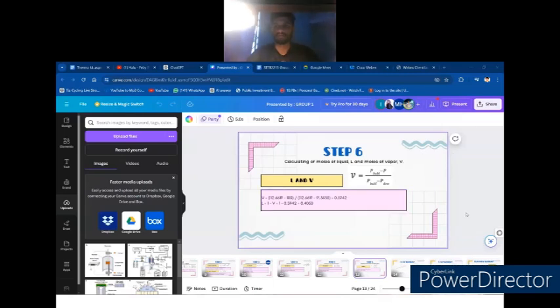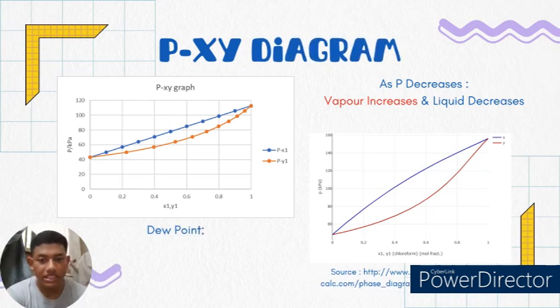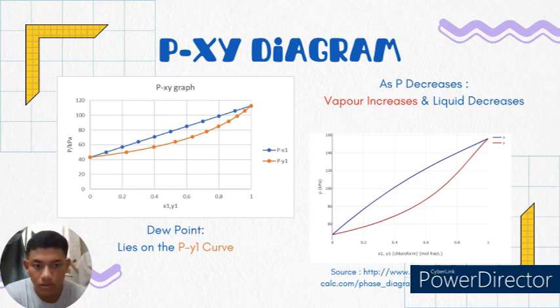Thank you. Now I will be presenting the PXY diagram. On the left, the PXY diagram goes from 0 to 1 for x1 and y1. As we can see, as P decreases, the vapor phase increases while the liquid phase decreases. That's why on the graph it slowly increases from left to right. Due to how it flows, we see that the dew point lies on the PY1 curve.